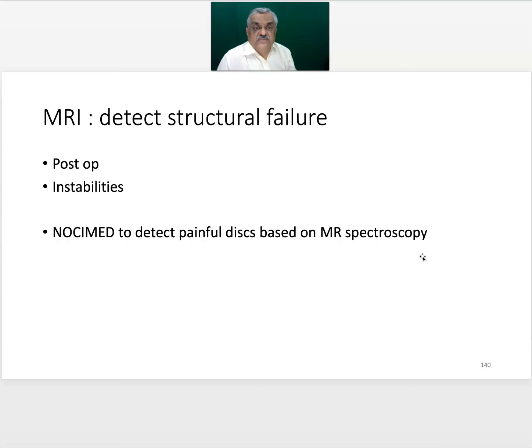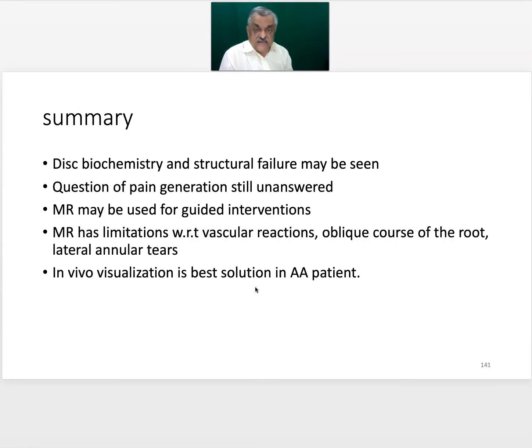Now the MRI is mainly done also for post-op changes and in case of instabilities, and there is a software developed by NociMed. It is called NociScan, which helps us in detecting painful lumbar disc when we do an MR spectroscopy. So what we can say is that, in summary, disc biochemistry and structure failure is seen in the MRI. The question of pain generation cannot be answered fully by MRI. The MR may be used for guided interventions like injections, etc.